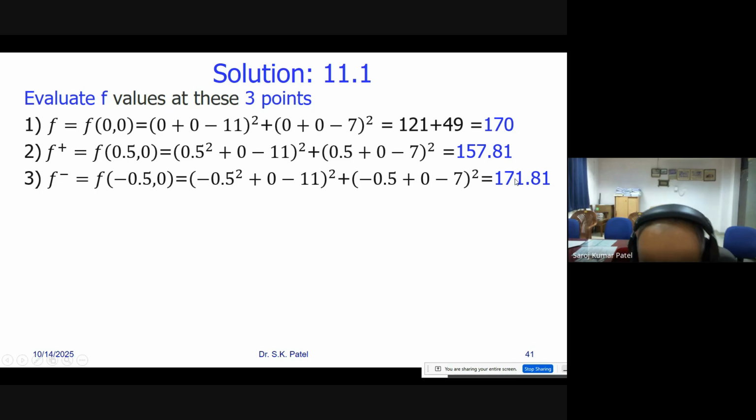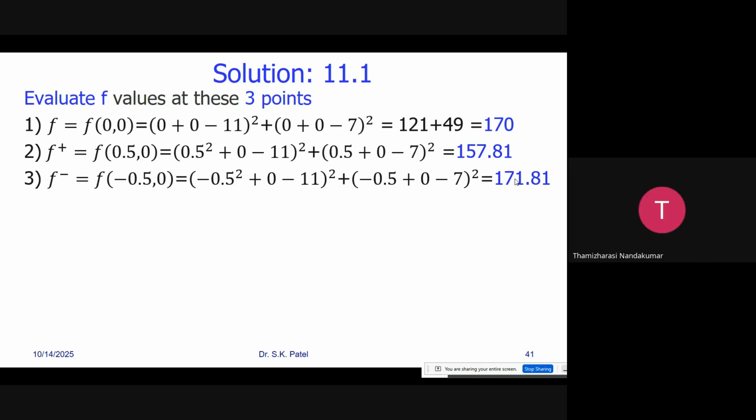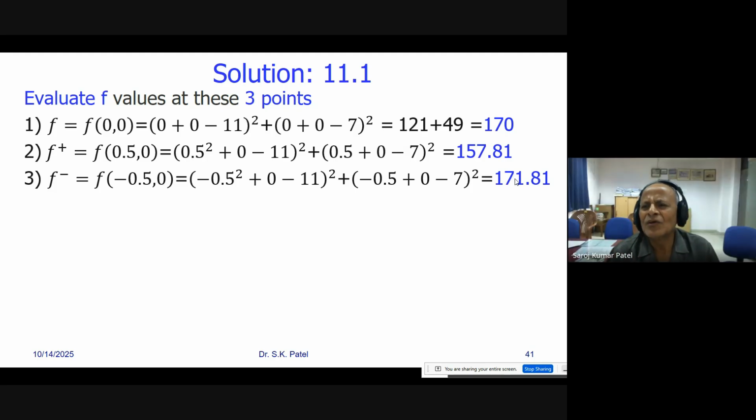So which one value we should select? Whichever is minimum. Why? Because your objective is to minimize. Okay. So, here the minimum value is 157.81. So, we select this point. So, we move to 0.5, 0.